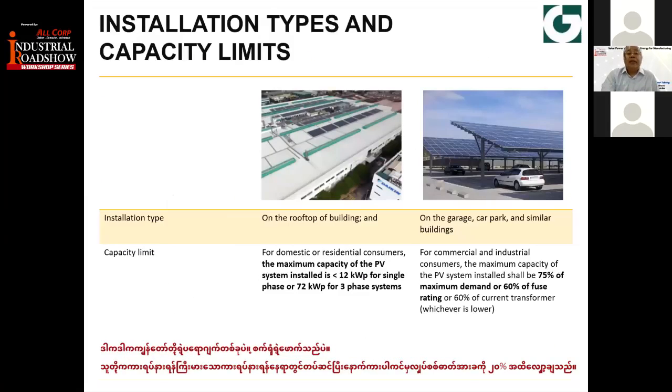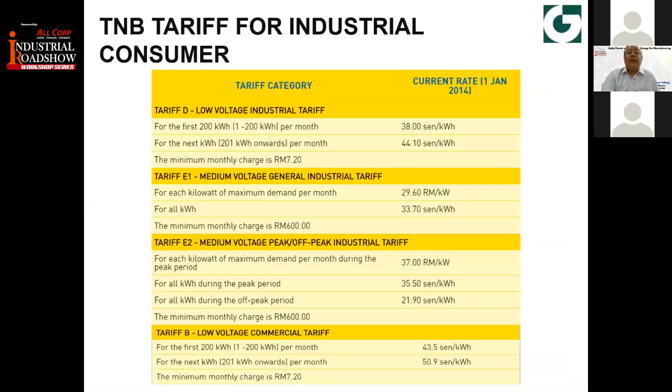So this is one of our projects. We have done many projects. This is one of our factory clients. After installing on the rooftop, they also made a big car park, and the energy generated from the car park reduces their electricity bill by up to 20%.